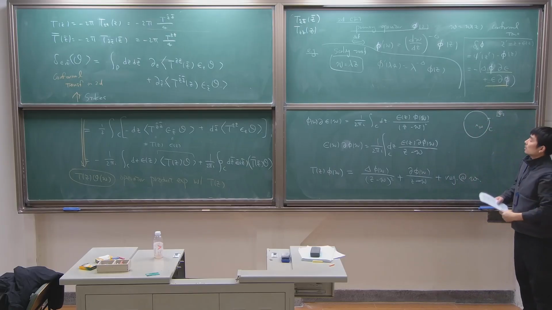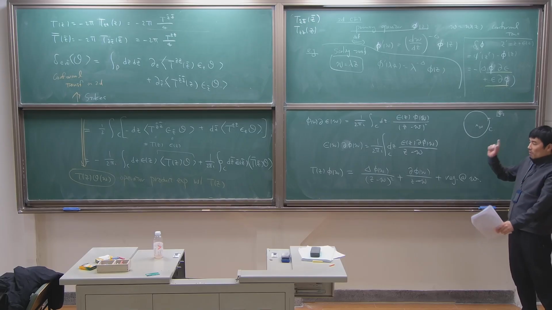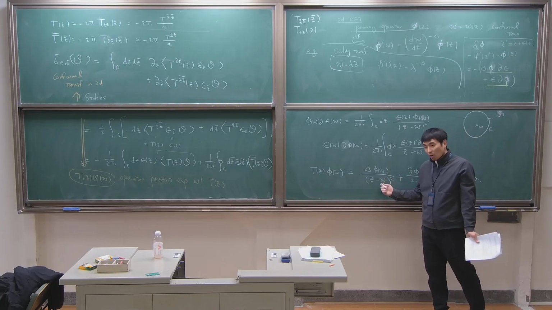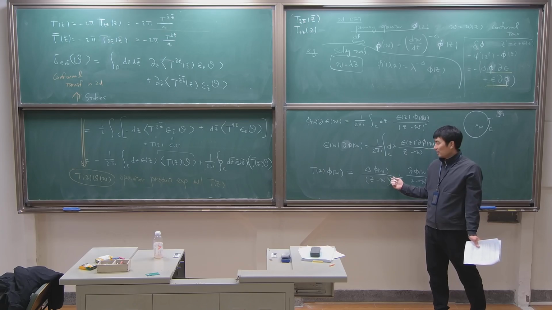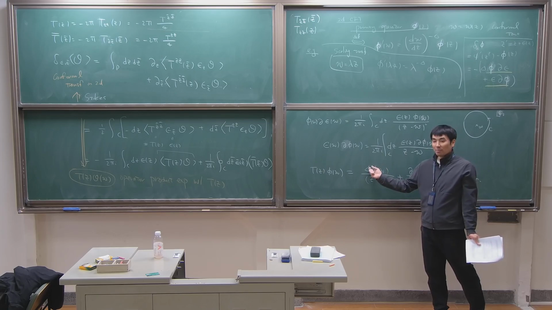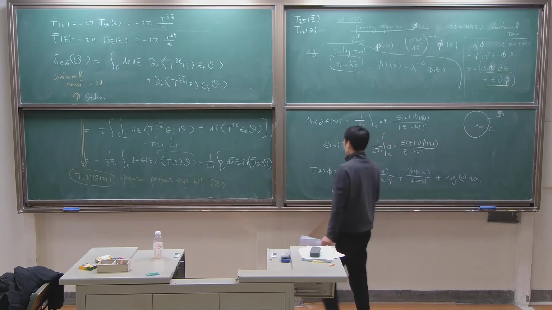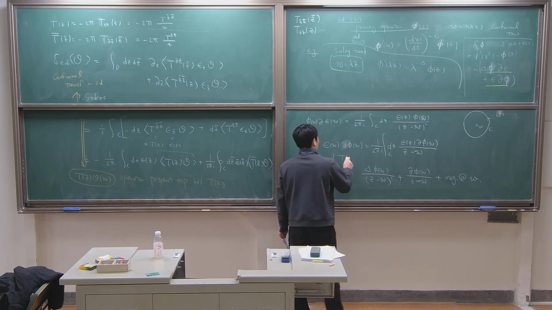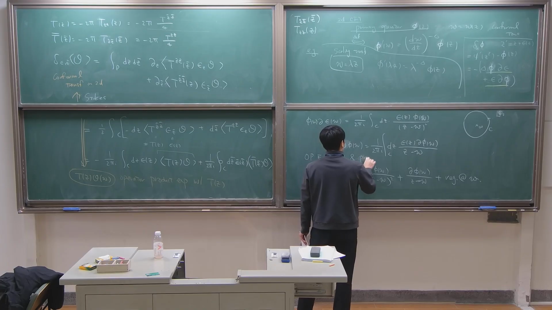That's what you get from this one. So the important thing is that the pole at w is at most quadratic here for a primary field, and the coefficient here is the conformal dimension. That's the most important. So this is the operator product, called the OPE, of T, the stress energy tensor, and the primary field phi.